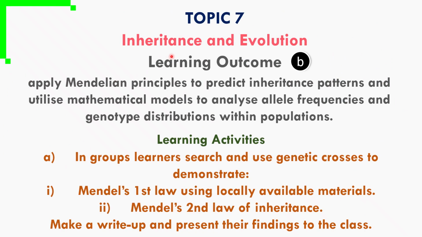Thank you very much for participating in Inheritance and Evolution. We are on Learning Outcome C, applying Mendelian principles to predict inheritance patterns and utilize mathematical models to analyze allele frequencies and genotype distribution within a population. Our learning activity has been in groups: learners search and use genetic crosses to demonstrate Mendel's first law using locally available materials, and Mendel's second law of inheritance. They make a write-up and present their findings to the class.